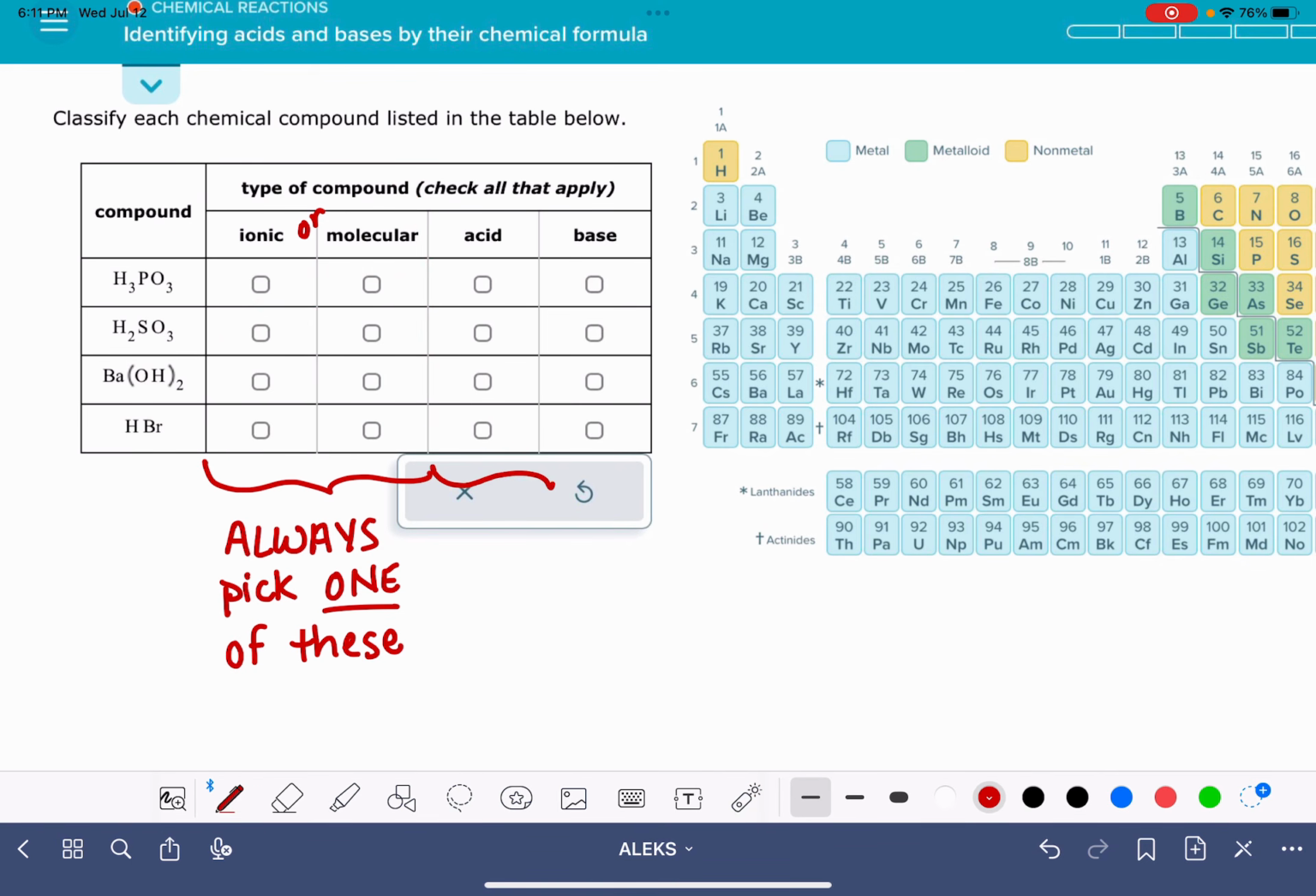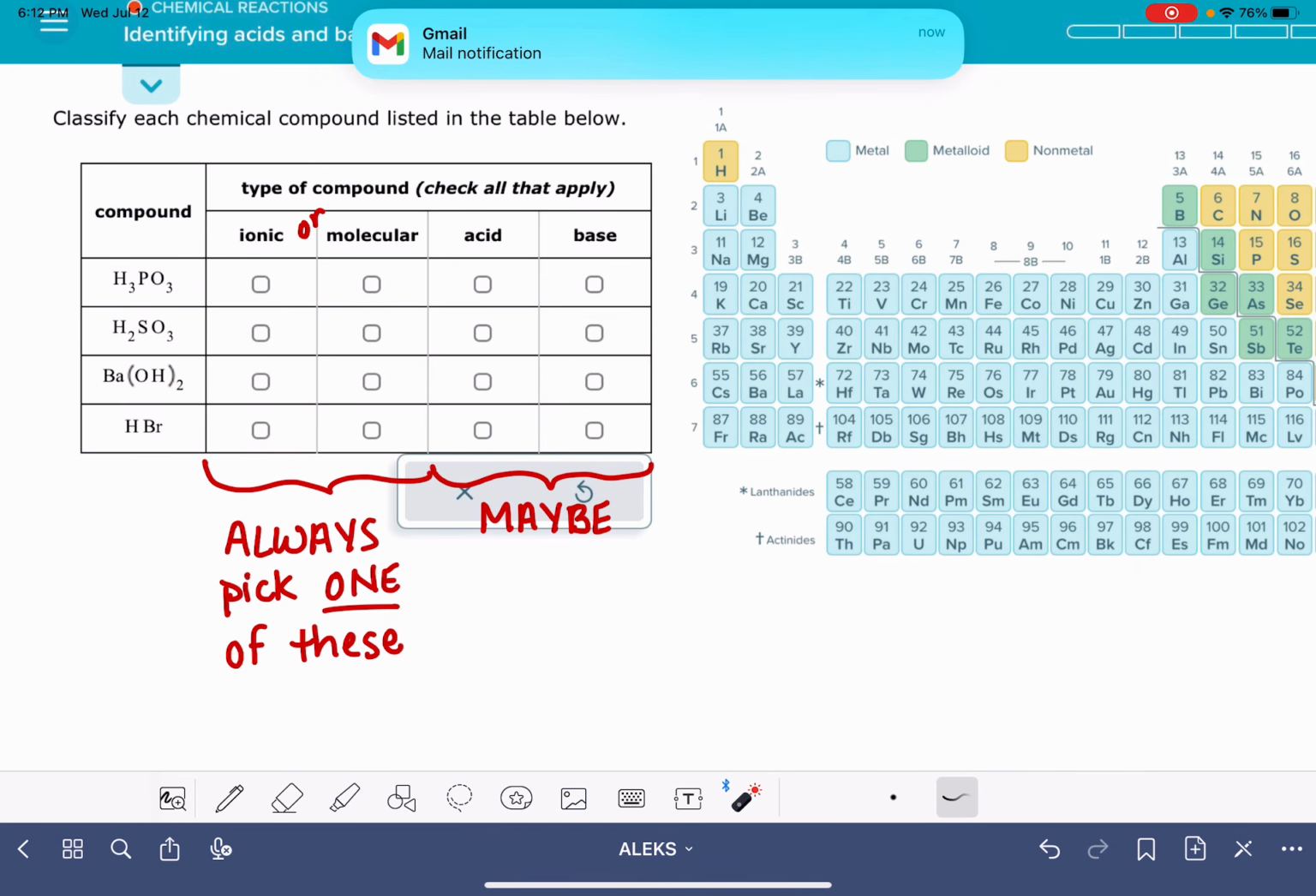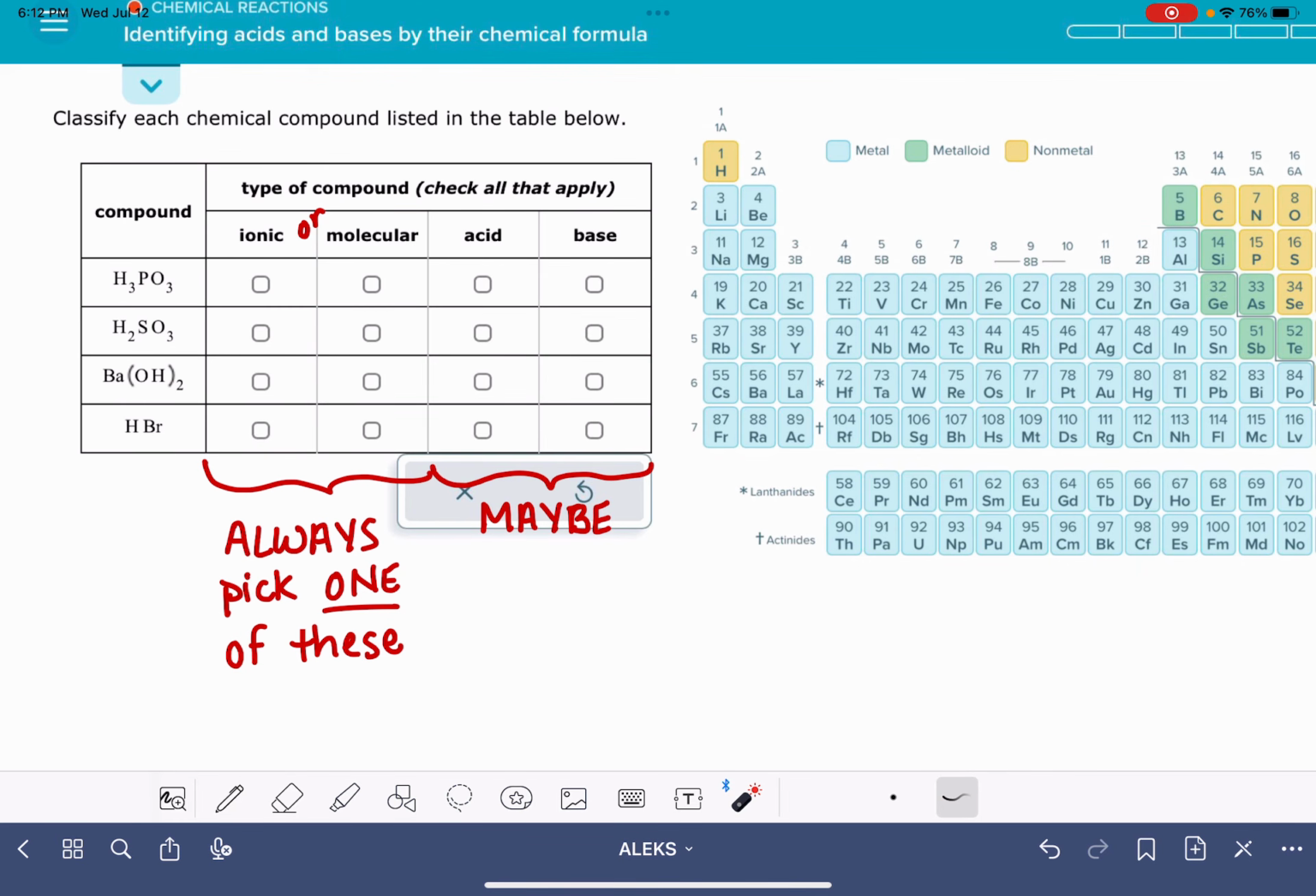Now for the acid and base, this is a maybe. For some of these substances, they are not going to be an acid and they're also not going to be a base. So there'll be some situations where you are not going to be choosing an acid or a base. But if you do, you again are only going to pick one of these. There's no situation where a compound is both an acid and a base. It is either an acid or a base, or it's neither one of them. So let's talk a little bit about our definitions.